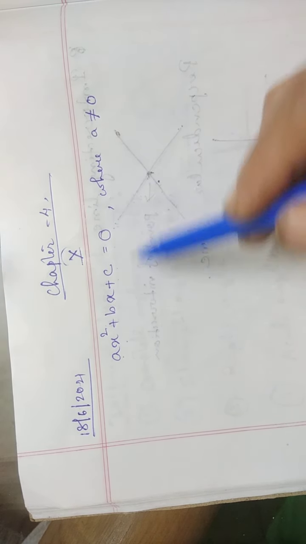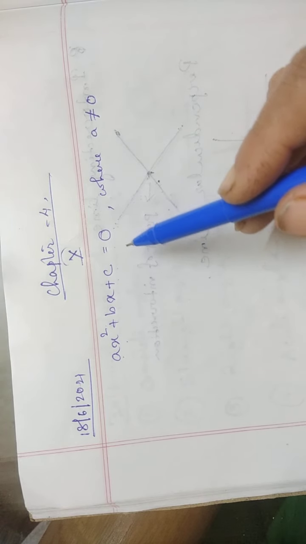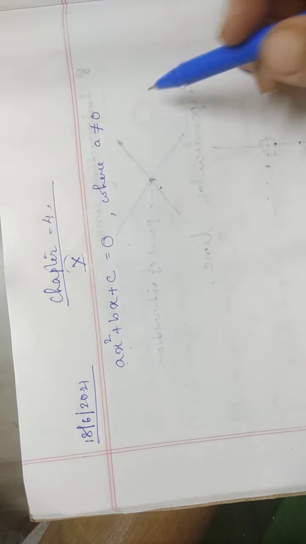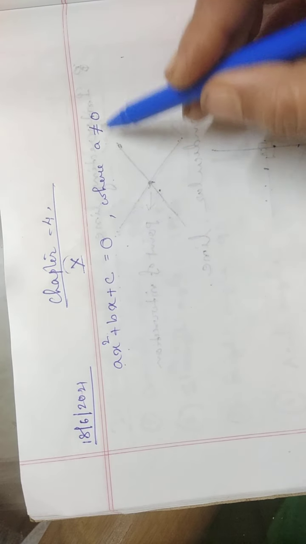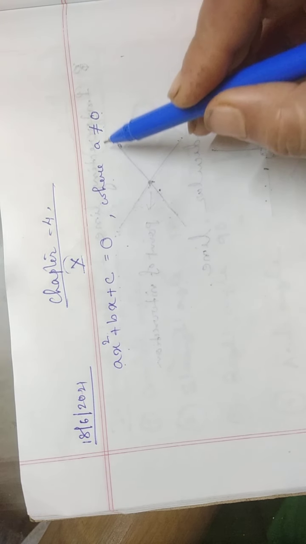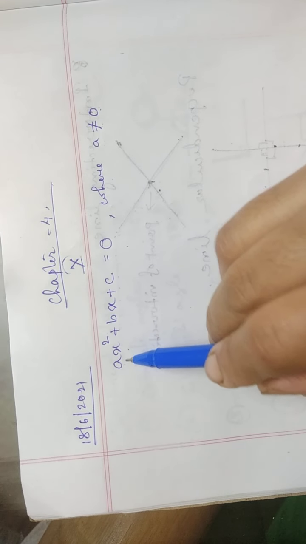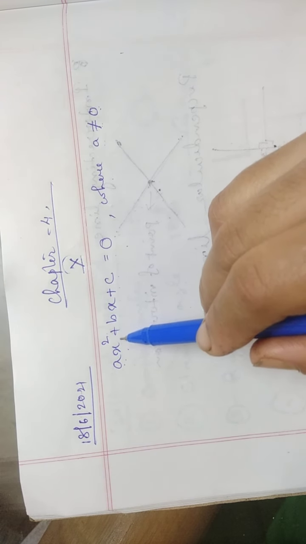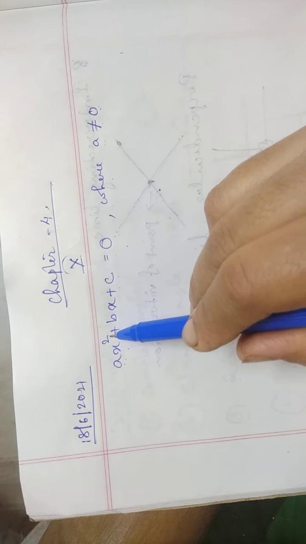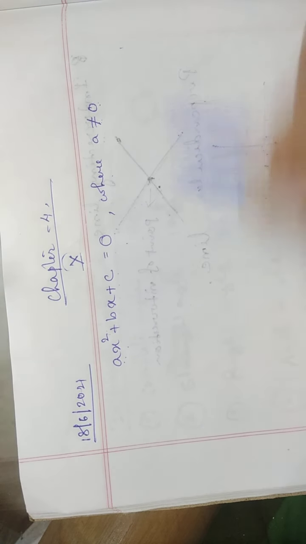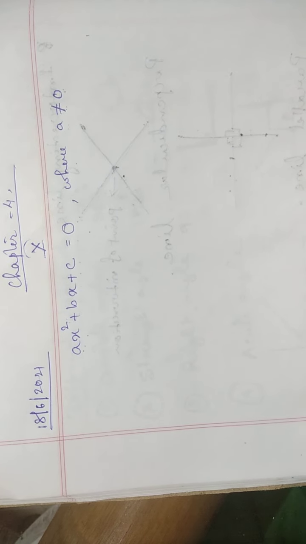If the equation is in this form, then it is the standard form of quadratic equation where a is not equal to 0. Why a is not equal to 0? Because if a equal to 0, there is no term for x square. So if there is no term for x square, then that equation is not a quadratic equation.